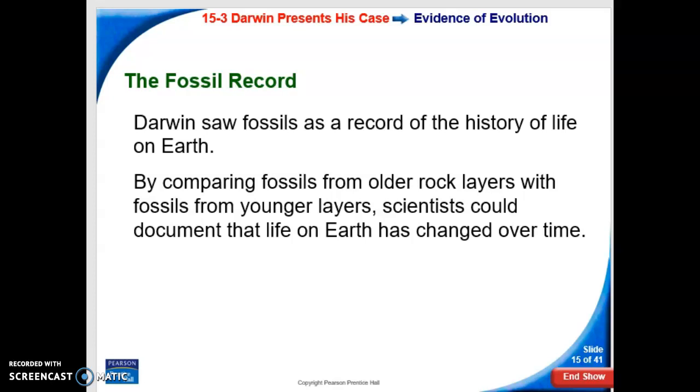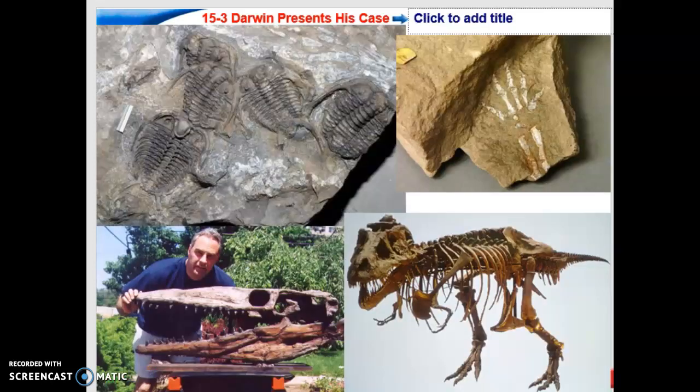So the first one, Darwin looked at different fossils, and he was able to compare fossils from older and younger, and to compare their body structures. This led him to believe that some animals were very similar and some were very different, but he was able to use that as evidence of evolution.